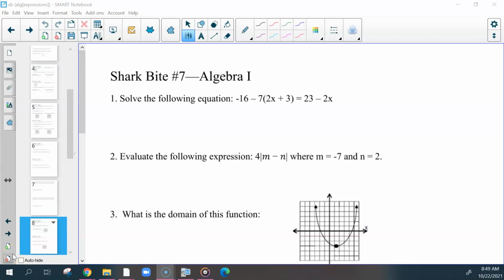Let us go over the trick bite. So for number 1, you needed to solve. This should look familiar to you as we just tested on this. You needed to distribute the -7. Combine like terms on the same side if you had any. So on this left side, we can combine -16 and -21.